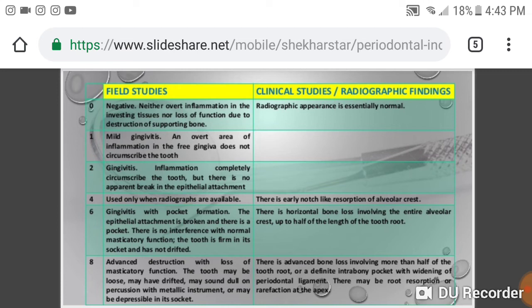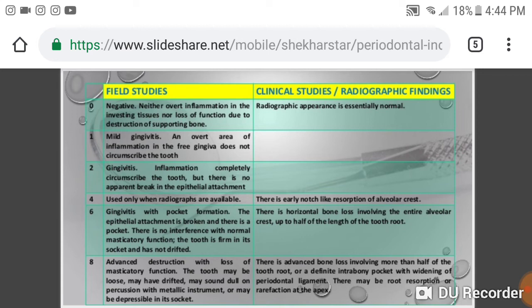There is no interference with normal masticatory function. The tooth is firm in its socket and has not drifted. There is horizontal bone loss involving the entire alveolar crest up to half of the length of the tooth root.